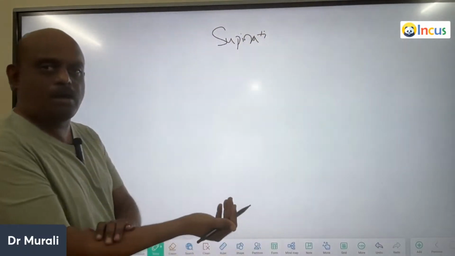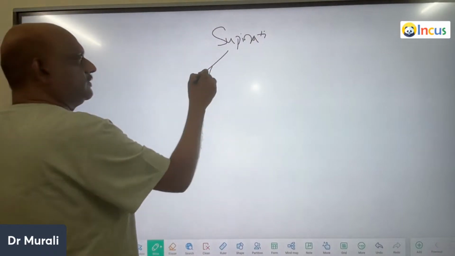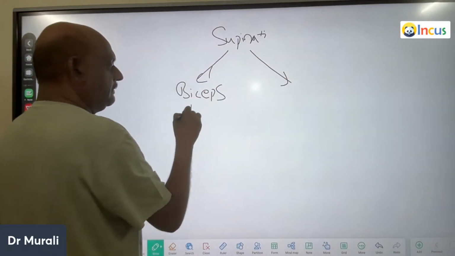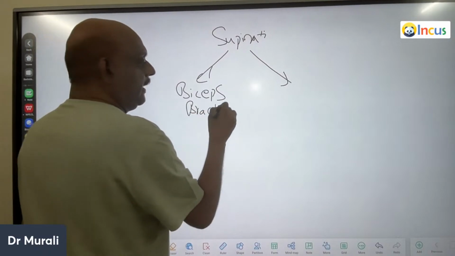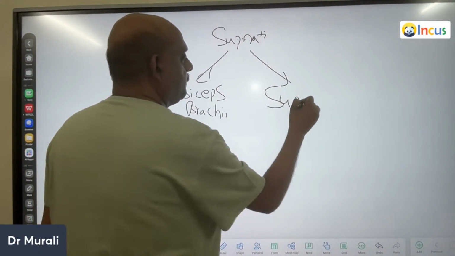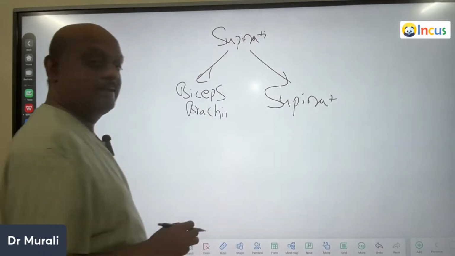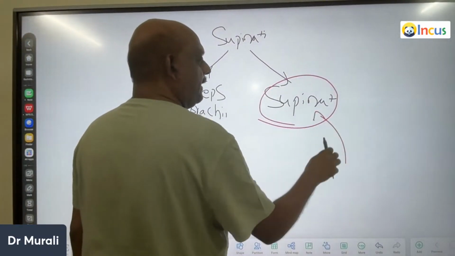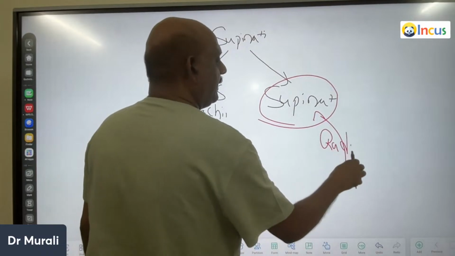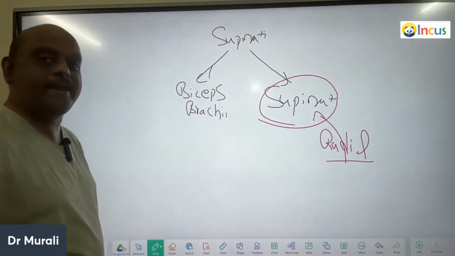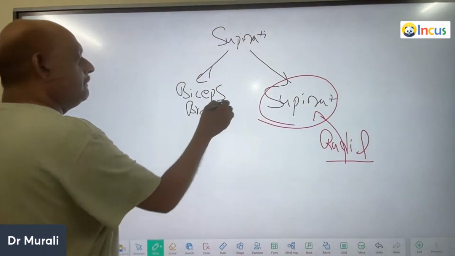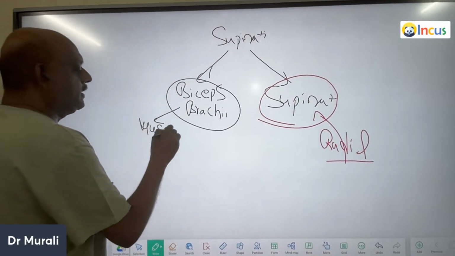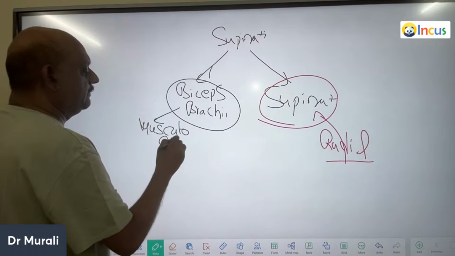Supination of the forearm is because of two muscles. One is biceps brachii, and the other one is supinator muscle. Supinator muscle is supplied by radial nerve. So please don't forget, radial nerve. Our biceps brachii is supplied by musculocutaneous nerve.